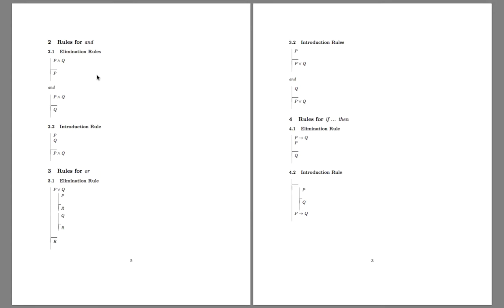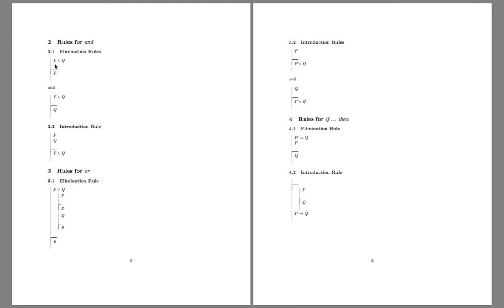Here are our rules for and. You'll notice that we have, in this document and elsewhere, you'll see two different symbols for and. So there's an ampersand, but there's also this little wedge shape here. Okay, both of those mean and. The elimination rule for and is pretty simple.